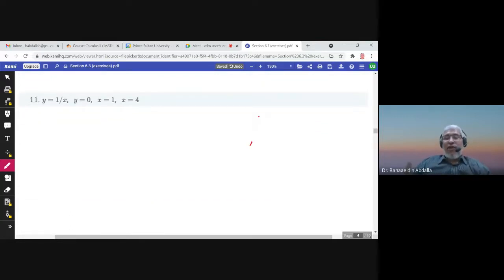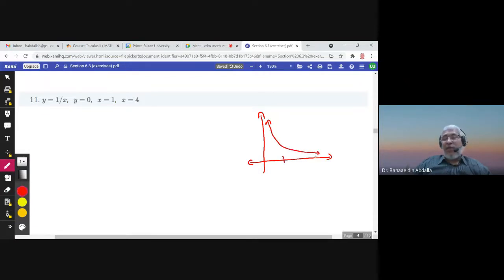y equals 1 over x. This is the graph of y equals 1 over x. It is not exactly like this, but you can make it like this. So at x equals 1 and x equals 4, from 1 to 4. And the line y equals 0. This is x equals 1. This is x equals 4. And this is the curve. So it is this region.